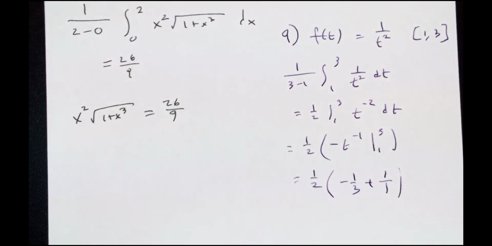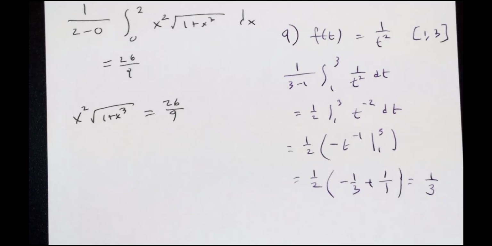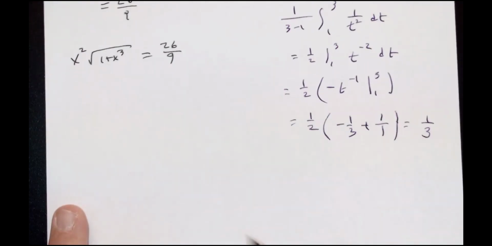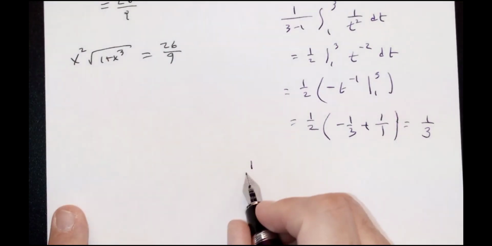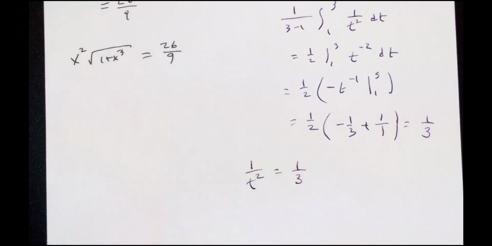But subtracting a negative makes a positive. That gives me 1/2 times 2/3, which is 1/3. So now to solve for the value, I simply take 1/t squared and set it equal to 1/3. But I want only the positive one. I want the value that's between 1 and 3.